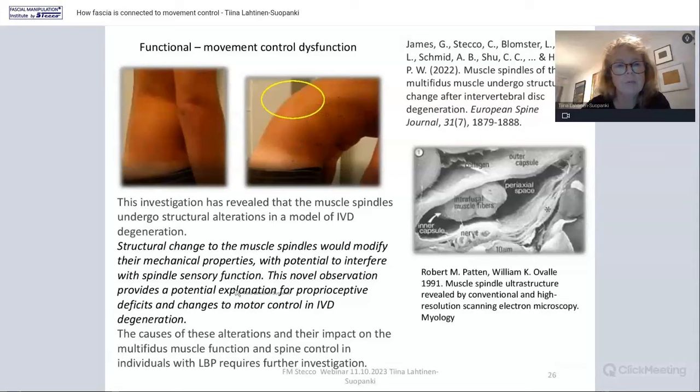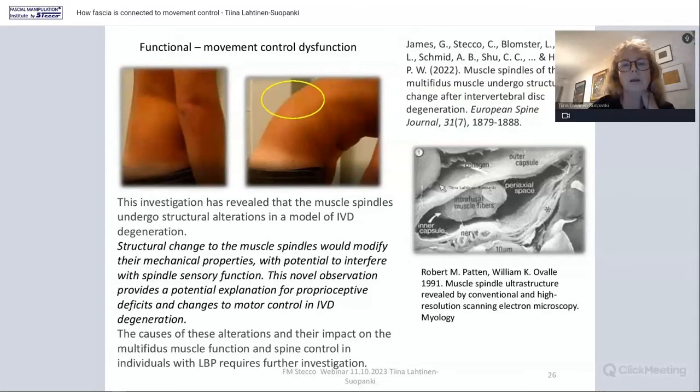And then I was so happy when I saw this study. If you look at all the writers on the study, Carla Stecco was there, and then Paul Hodges, who has done very much work on movement control and multifidus, if you remember, and transversus abdominis and all these things. And Nina Schmidt, who is still working in Oxford, is doing studies on nerve compression and all kinds of nerve-related things. And they started doing research on what's going on around the muscle spindle when there is, for example, a disc prolapse or disc degeneration. And they found that there was structural change to the muscle spindles that can modify their mechanical properties.